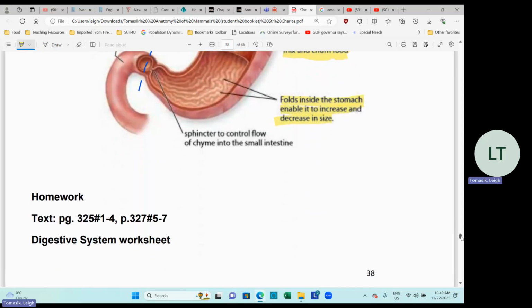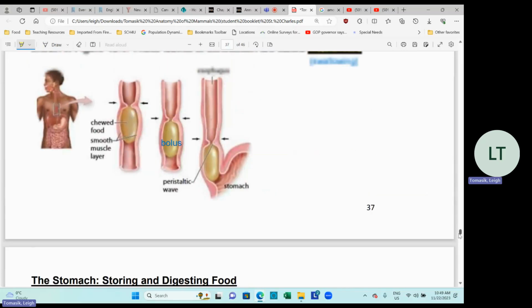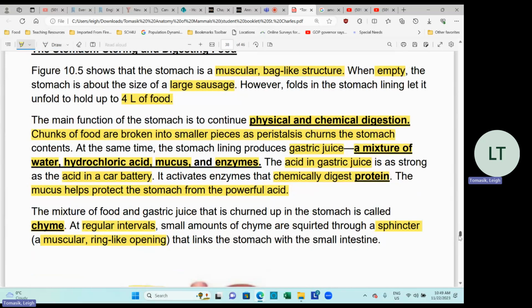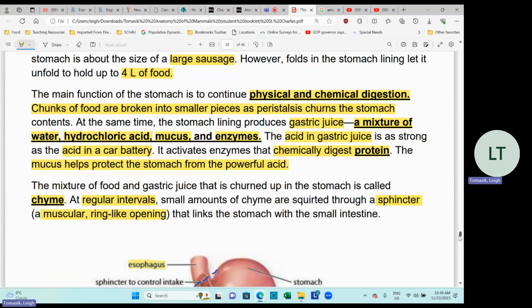So that is your lesson on your mouth, your esophagus, and your stomach, and the role that they play in digestion.